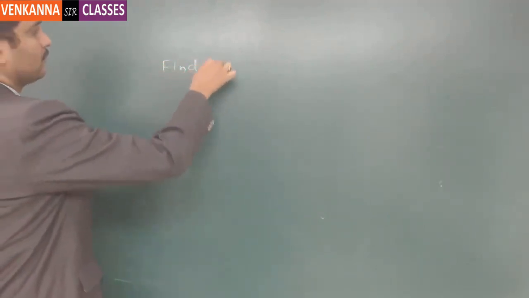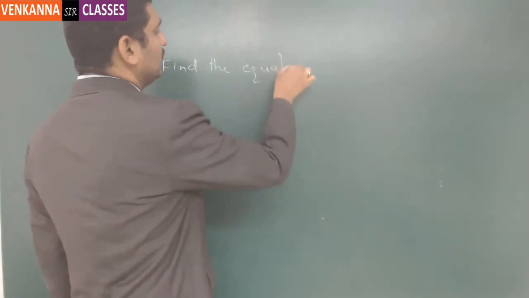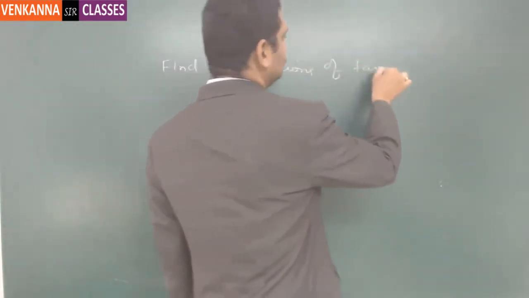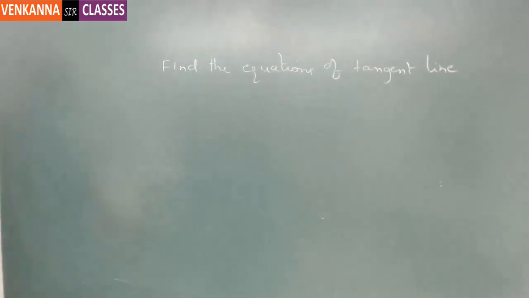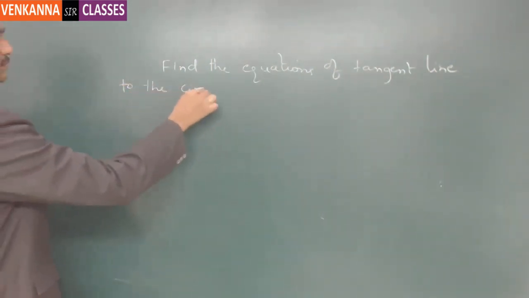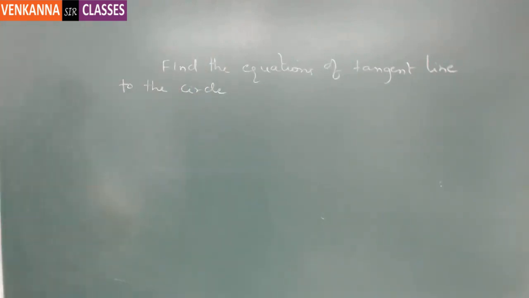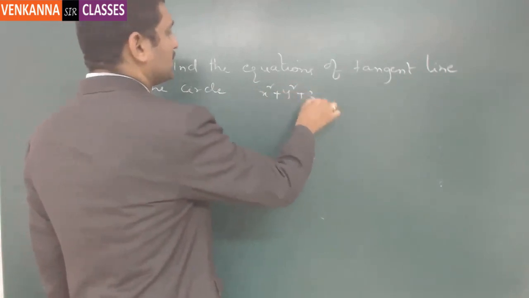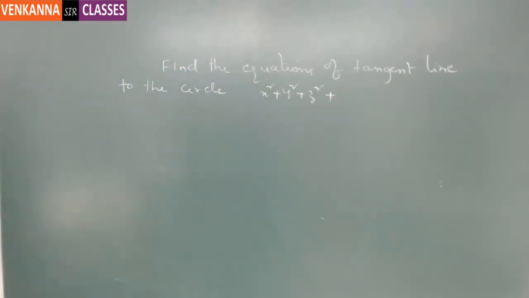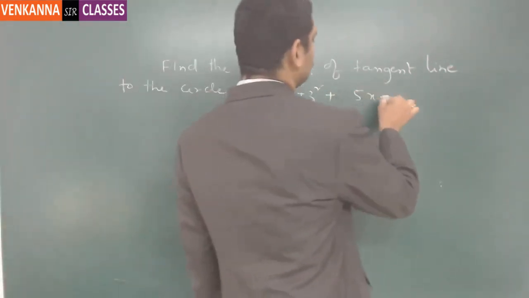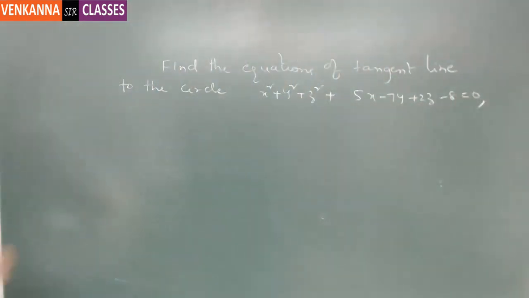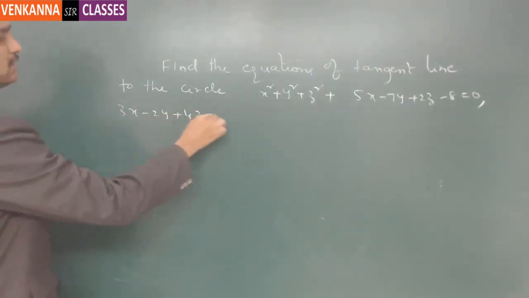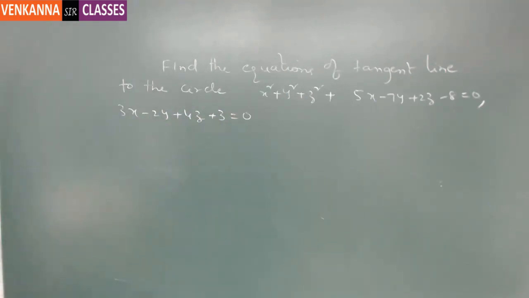The next one is: find the equations of tangent line to the circle x square plus y square plus z square plus 5x minus 7y plus 2z minus 8 equal to 0, 3x minus 2y plus 4z plus 3 equal to 0 at the point.